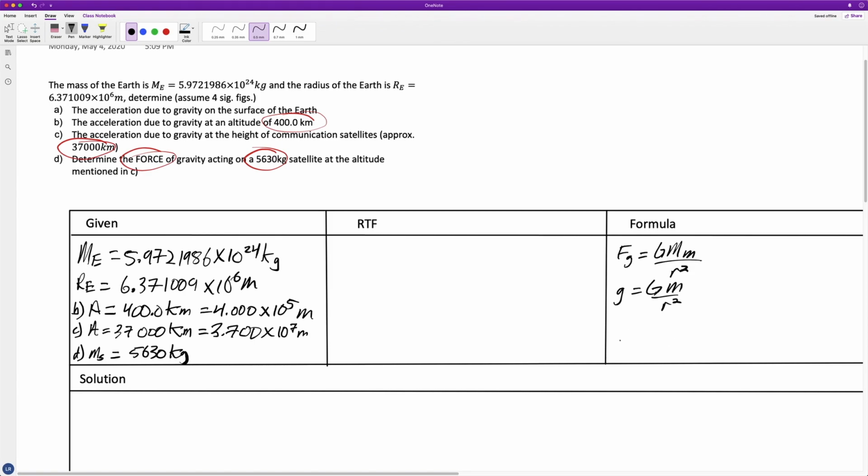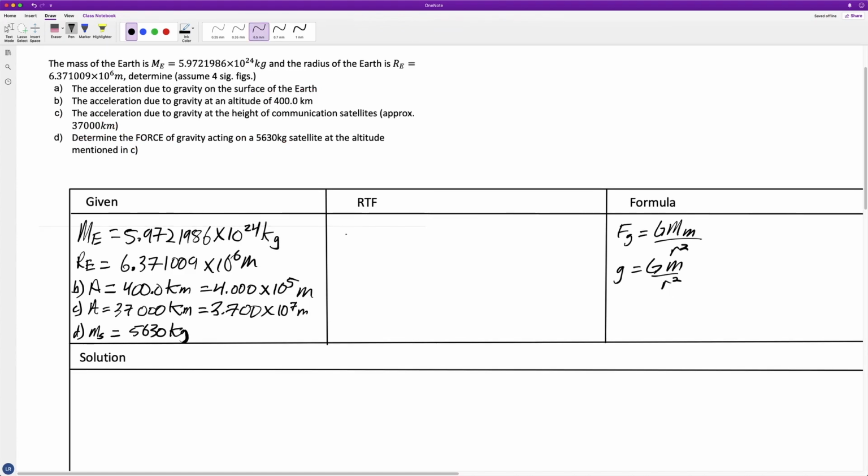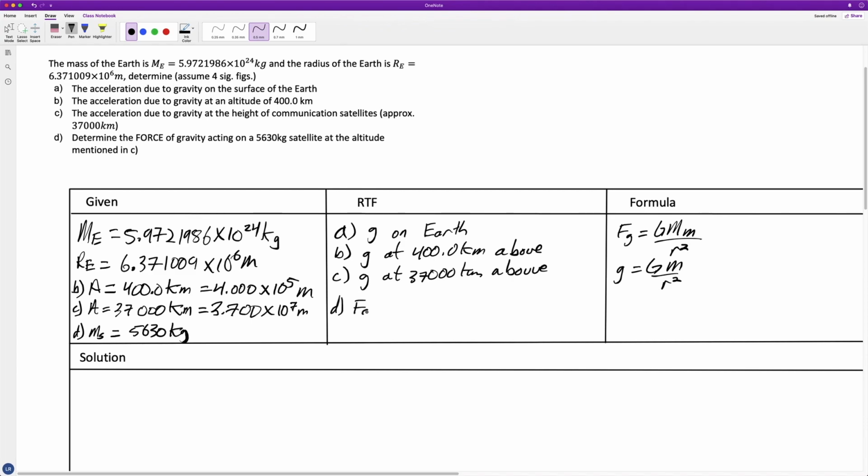And that's all we need for this particular question. So let's see what we're asked to find. Part A, we're looking for the acceleration due to gravity on Earth. Part B, we're looking for little g at 400 kilometers above. Part C, we're looking for little g at 37,000 kilometers above. And part D, we're looking for the force of gravity at the same altitude as before.